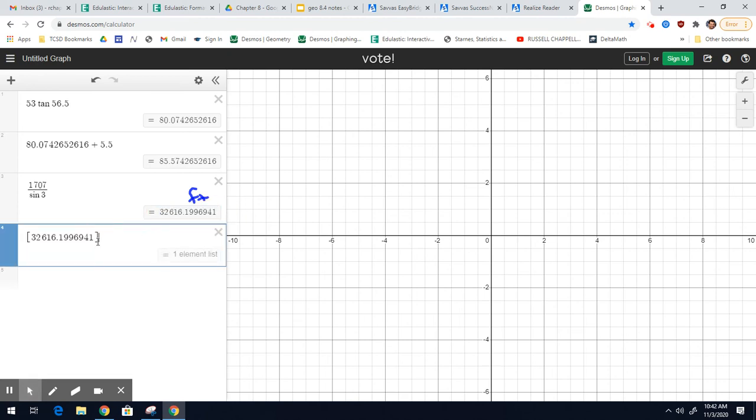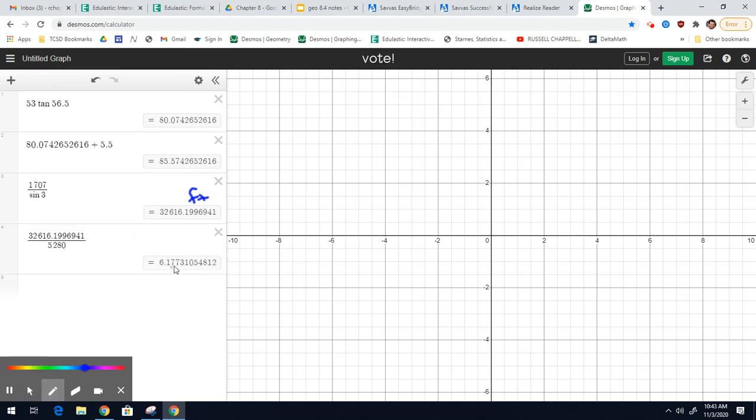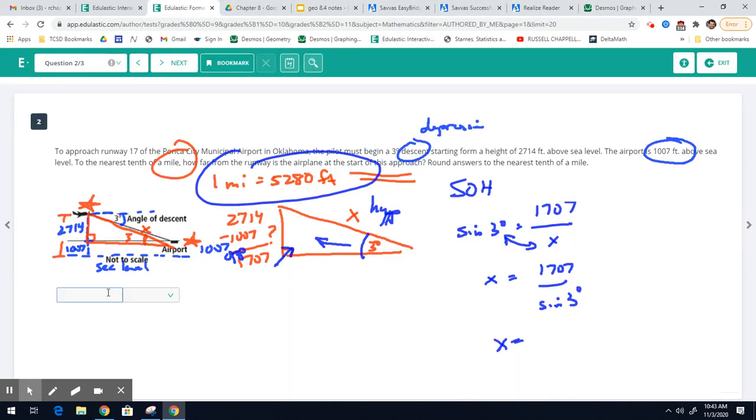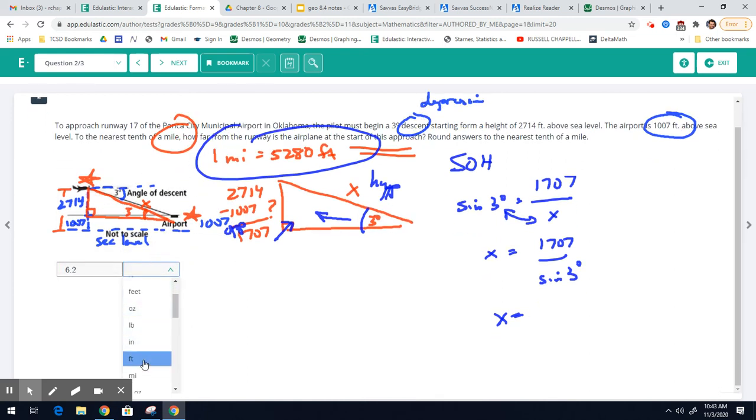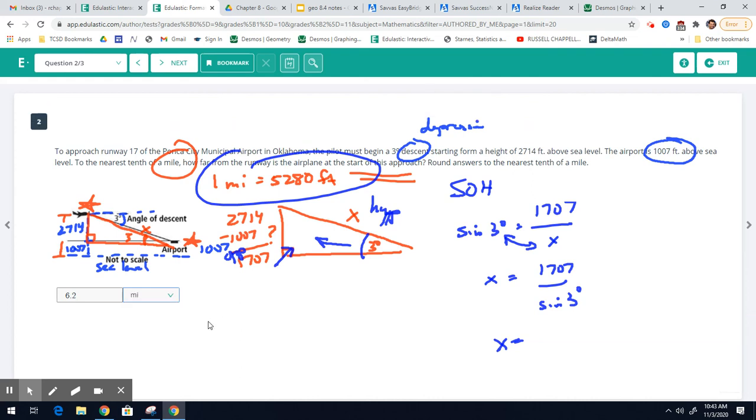So we're going to take this and divide it. Oh, I don't like that bracket. Sorry about that. Take this number and divide it by 5,280. And there is our number of miles. We're going to round to the nearest tenth. So 6.17. The 7 makes the 1 become a 2. 6.2 miles. So again, when you go back to Edge Elastic, make sure you pick the correct one. So 6.2. And then again, miles is mi, not miles squared. We're not doing area or anything. We're just doing length miles.